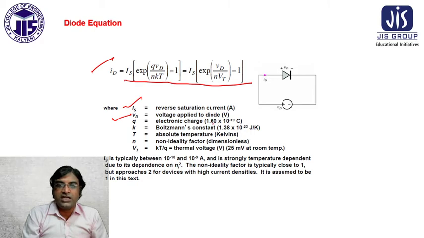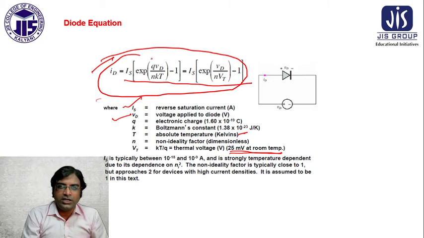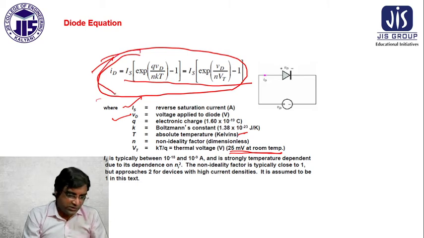Q is the electronic charge, 1.60 into 10 to the power minus 19 C. K is the Boltzmann's constant, which also has a value. T is the absolute temperature in kelvins, and n is the non-ideality factor. Vt equals kT by q, the thermal voltage, and at room temperature we can consider it as about 25 mV. So this is the diode equation, which is very important, and how the equation is formed we can go through later.